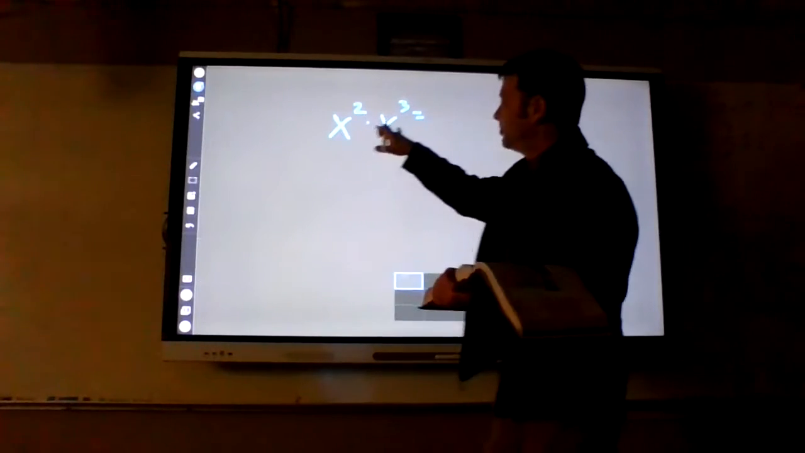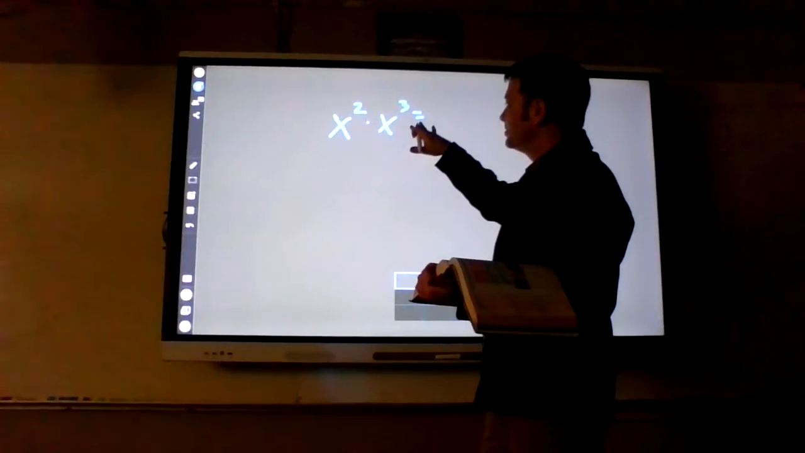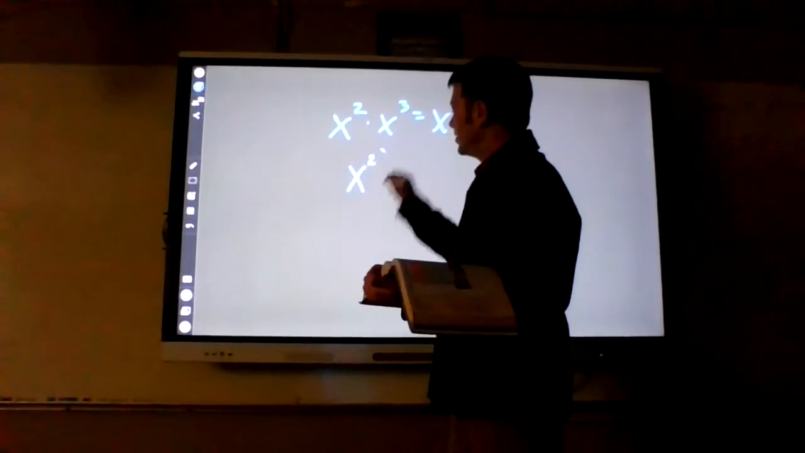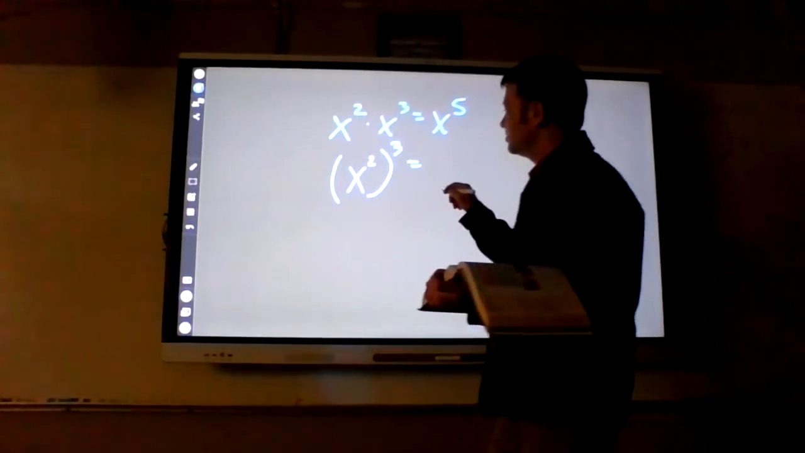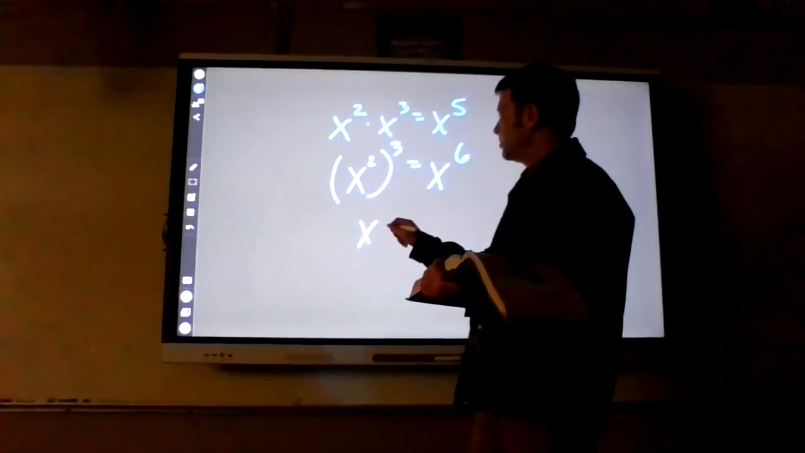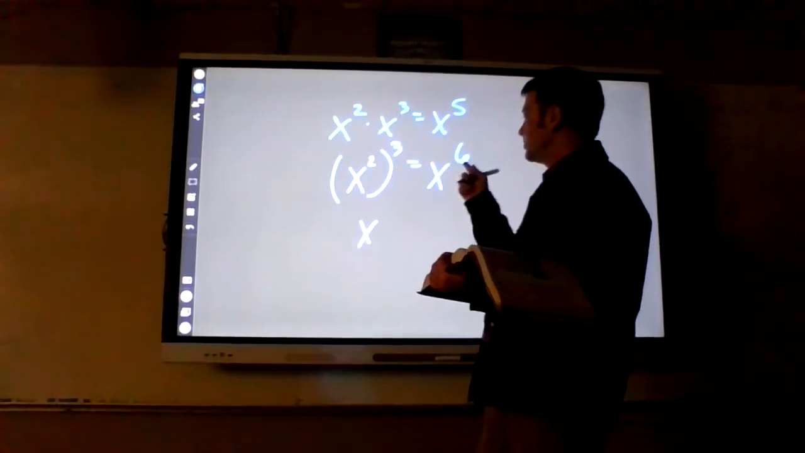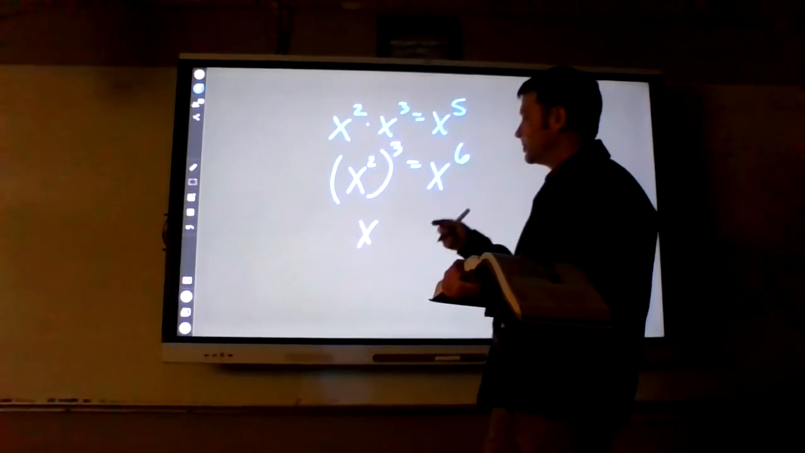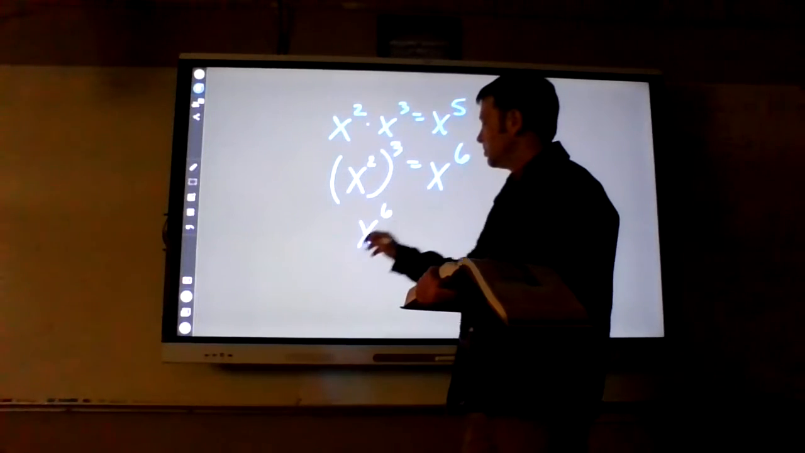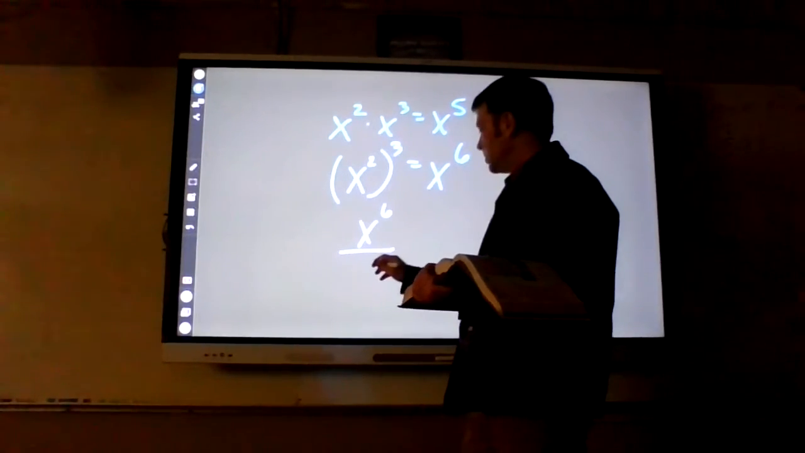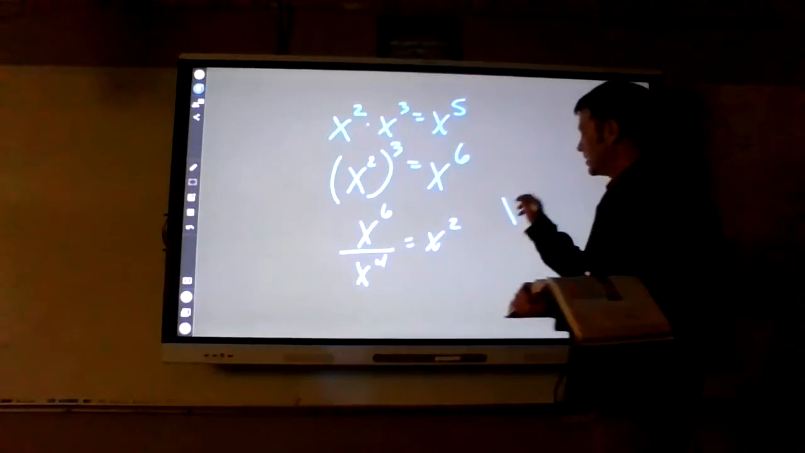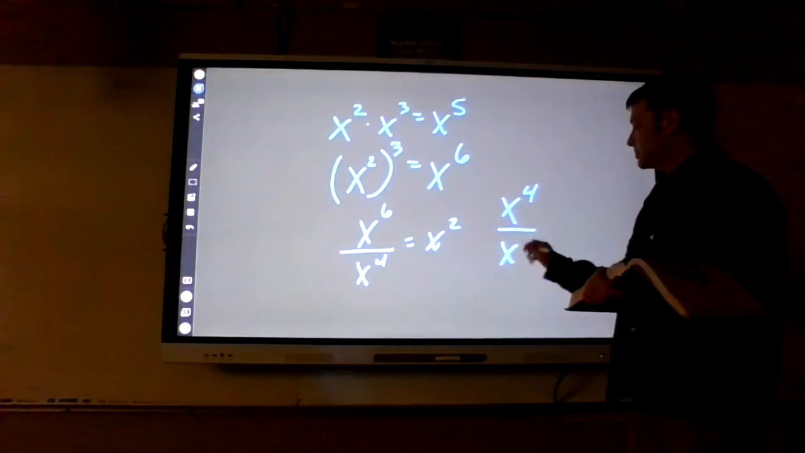Here's rule number 1. What's x squared times x cubed? You add them to x to the fifth. Good job, Brady. What's x squared cubed? x to the sixth. x squared is x squared times x squared times x squared, but it's also 2 times 3. So you multiply them when it's a power to a power. And when dividing, you subtract. What if it was x to the 4 over x to the 6?